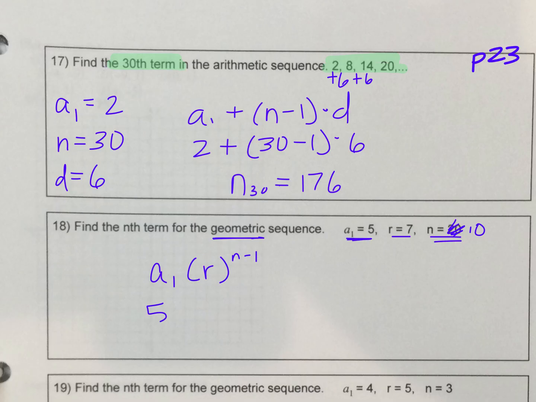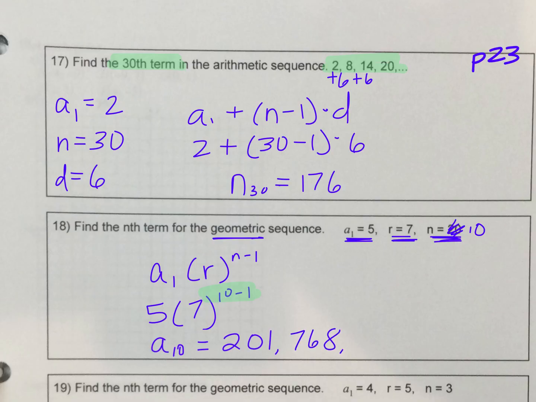A1 is a 5, R is a 7, N is a 10 minus 1. When you type that in your calculator and make sure these guys are exponents, you end up with a to the 10th. So the 10th number in this list is 201,768,035. Okay.